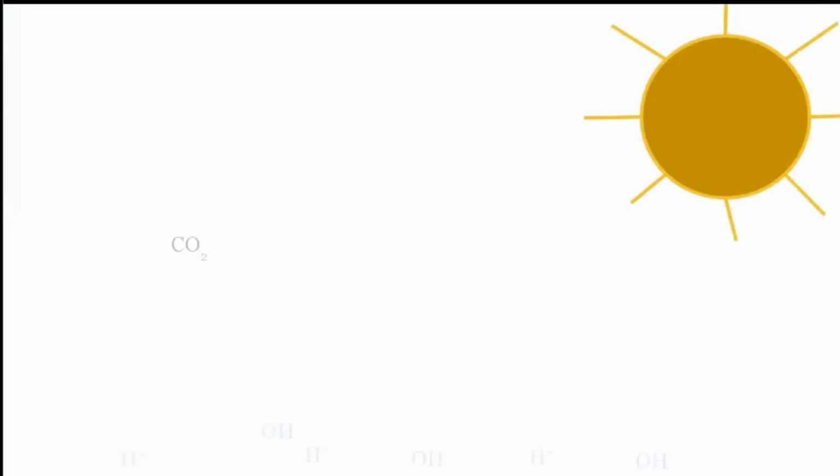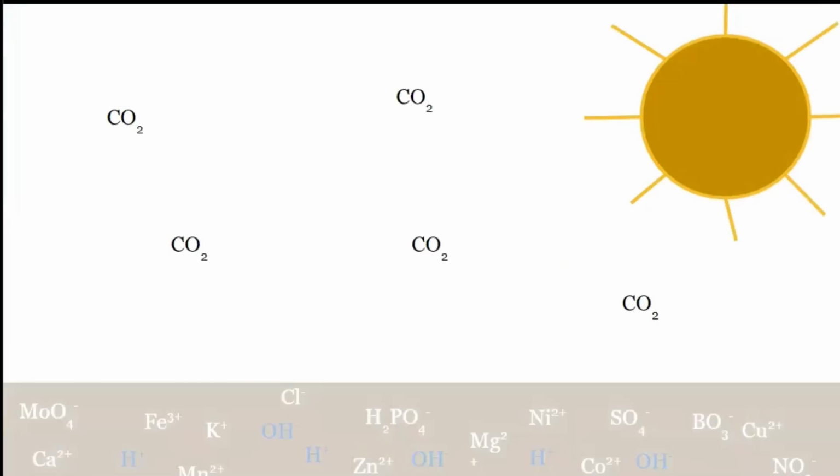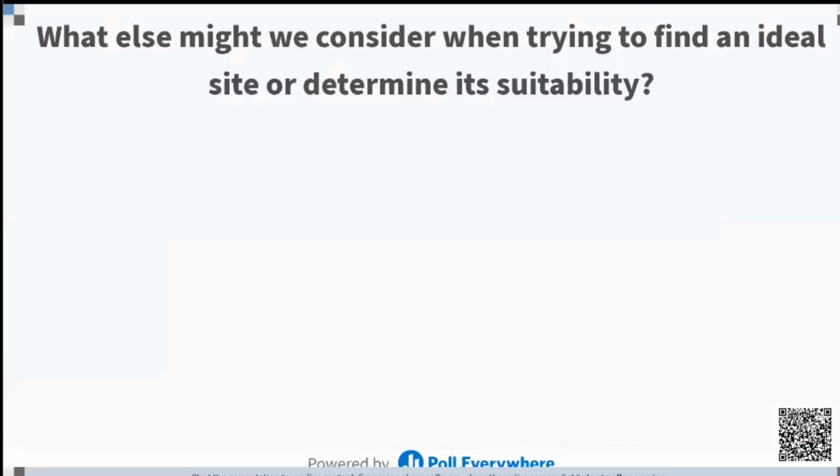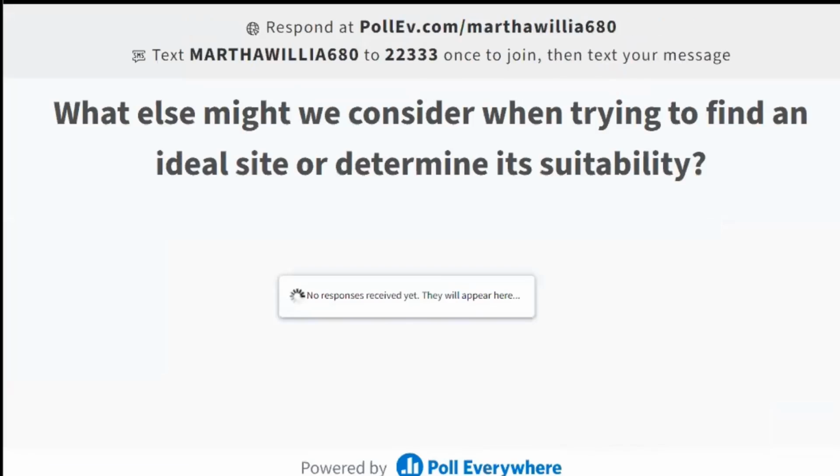So when we look at our site, we still have the sun, we still have air and water and nutrients, but now we also have soil. And there are still so many considerations to a site. You can't just have air and sun, some nutrients in the soil, some water, and then we're good. So I'm wondering, what else might we consider when we're trying to find an ideal site or determine its suitability? What factors are we not thinking about, or haven't we talked about yet?